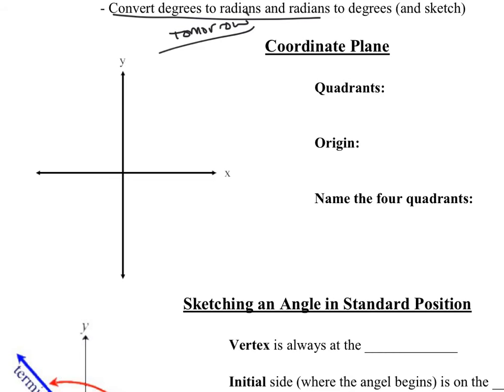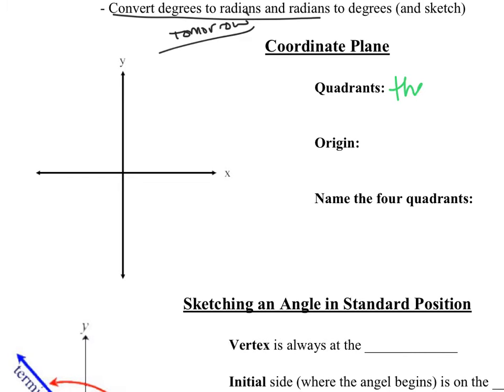First thing you have to know is we are going to be sketching angles on the coordinate plane. The coordinate plane is that x and y axis that we're always dealing with here. So, where is it? Here it is. This is the x and y axis. Here's the x, here's the y. Now, when we have those two axes and they hit each other, they create four quadrants.